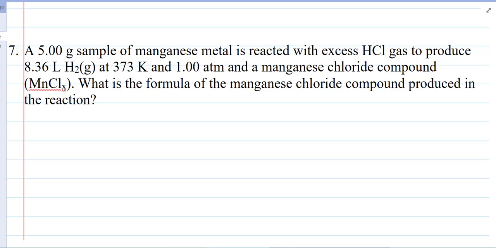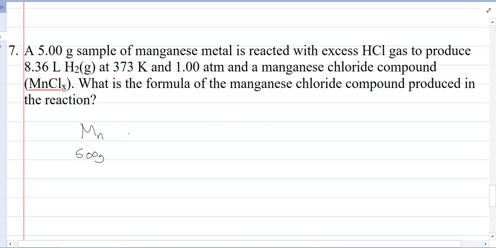Number 7 is probably one of my sixth favorite problem. Why? Because it's actually a good thing to do. We have an unknown. Let's find the unknown. You have a 5 gram sample of manganese metal, Mn, and we have 5.00 grams.